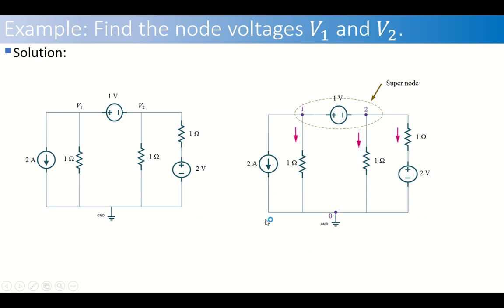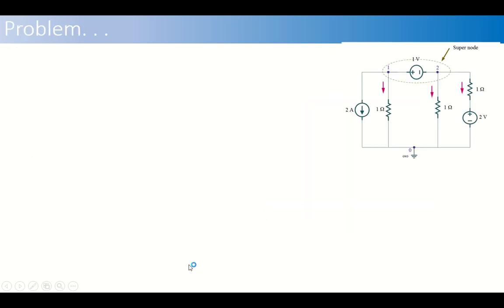So now we can easily use the KCL. You can see that actually we cannot use KCL at point number 1 and point number 2, but we can use KCL at this super node. So let's continue. This is the circuit again. We have redrawn the circuit.